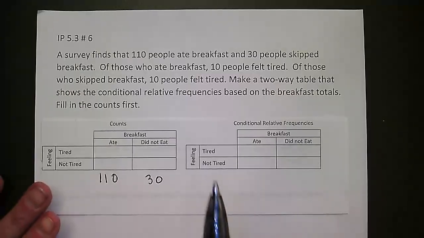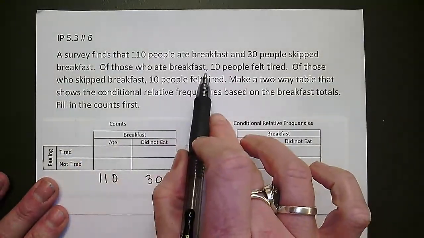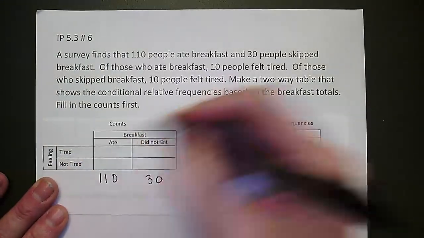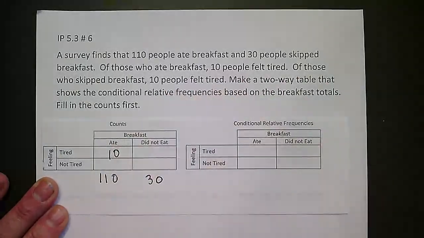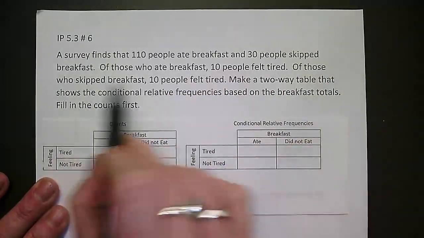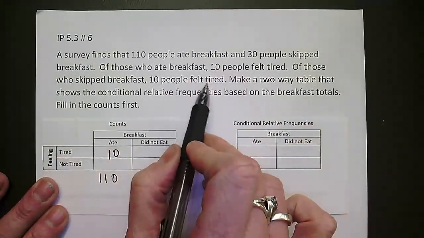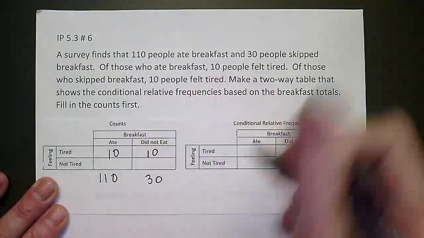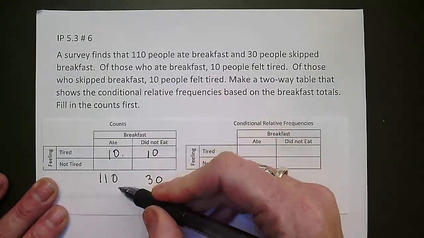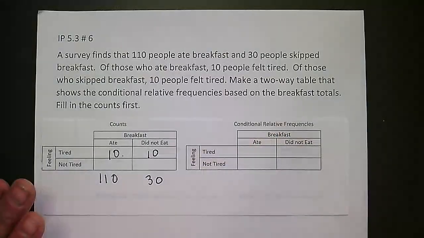Okay. Then of those who ate breakfast, so in the breakfast column, 10 felt tired, so there's a 10 here. Of those who skipped breakfast, 10 felt tired. So also 10 here, but out of a smaller pool, right? This is 10 out of 110. This is 10 out of 30.